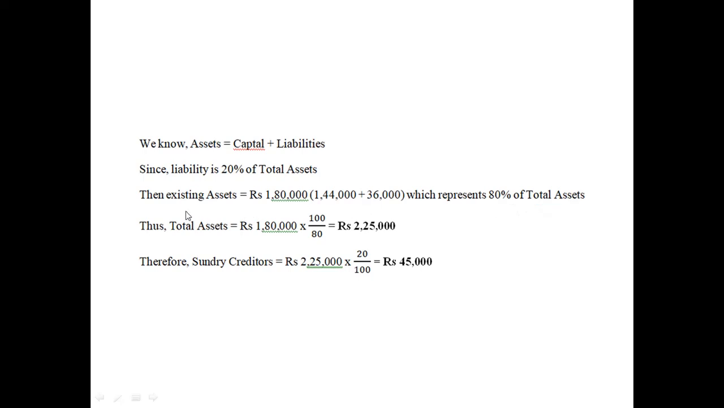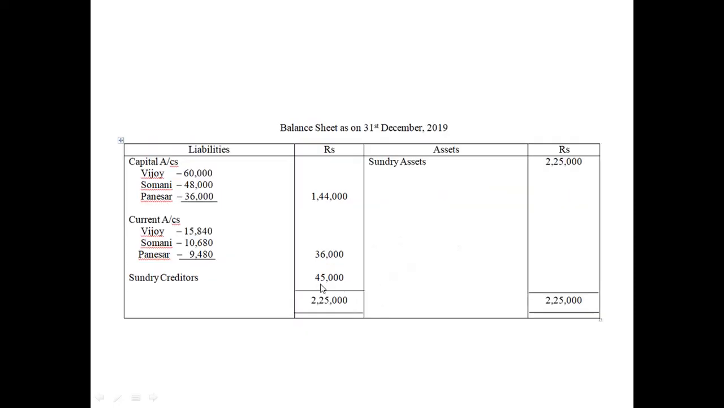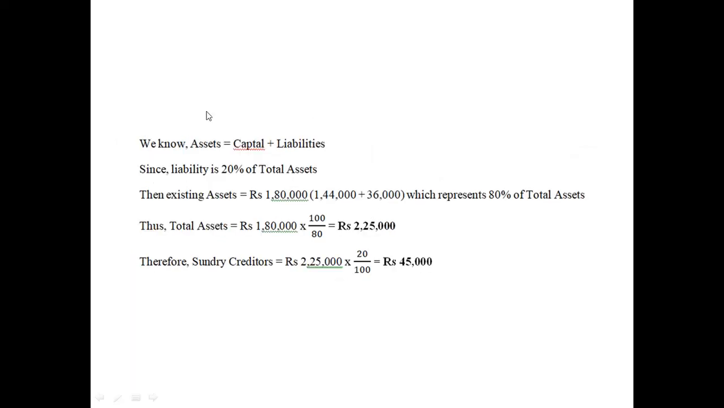So let us try to find the total assets of the firm. The total assets of the firm is going to be 2,25,000. Once we have this balance, we can easily find the amount of sundry creditors, which is 45,000. So once we find these amounts or balances, we can simply write the amounts: 45,000 and 2,25,000 rupees. So this is your main logic here.